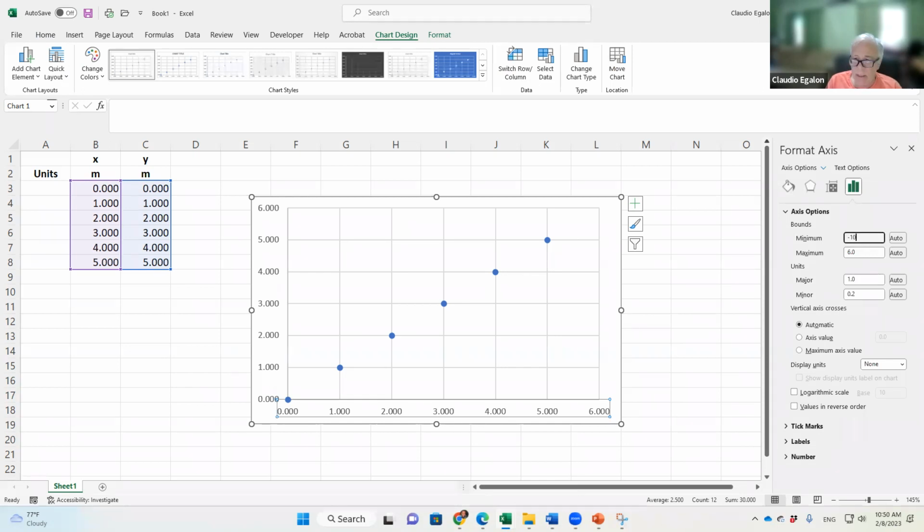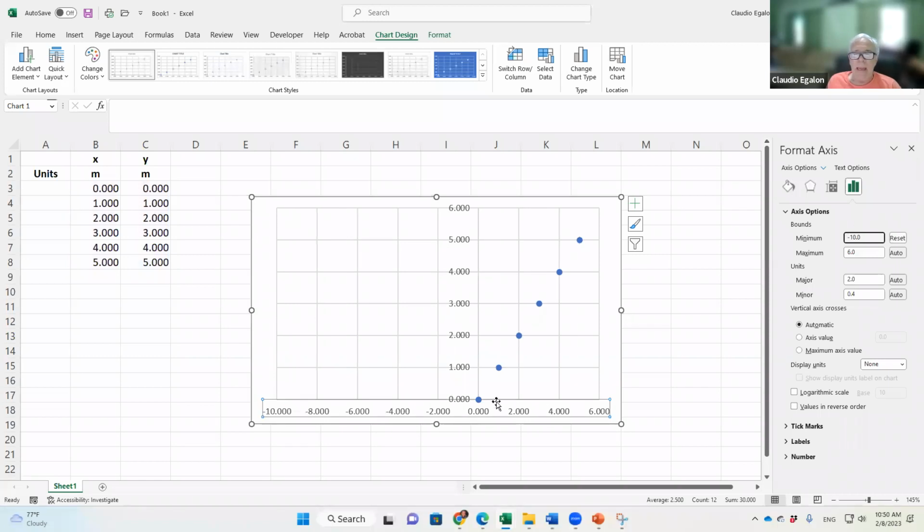I don't want anything like that. Let's see, -10. You should never plot a graph like that, with this large blank space right in here. Okay, so you must optimize your graph.